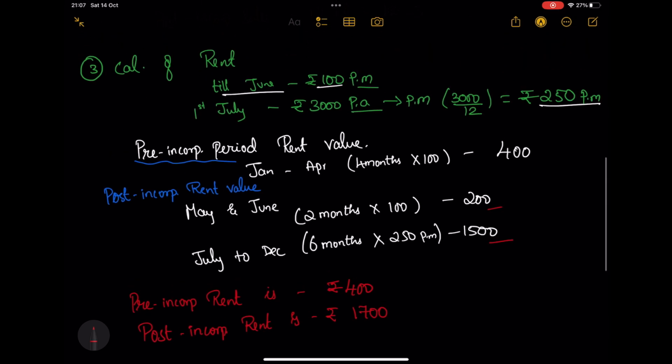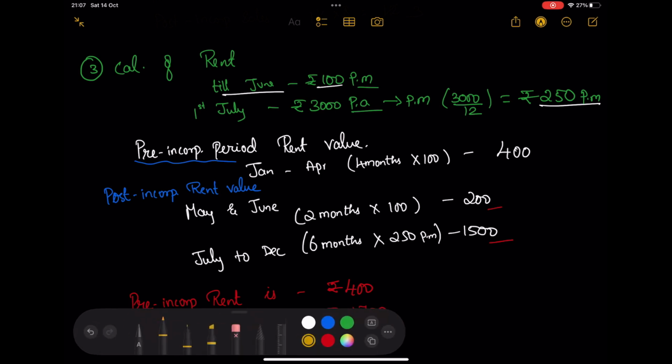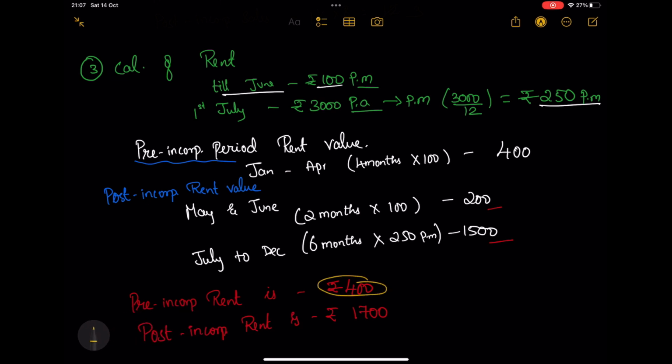Clearly understand the question. First write the given data, whatever they have given, read it once or twice, then bifurcate it into pre and post incorporation and clearly calculate it or multiply it. You will be getting the exact answers. Hope you understood this concept of calculation of rent. Very easy, no need to get confusions.